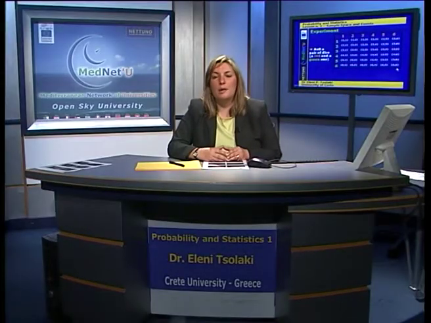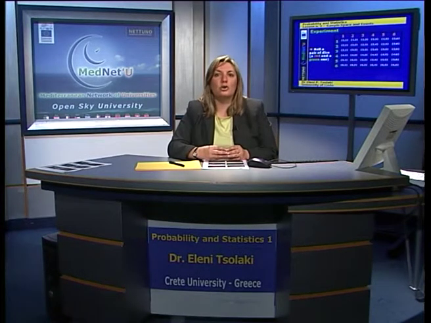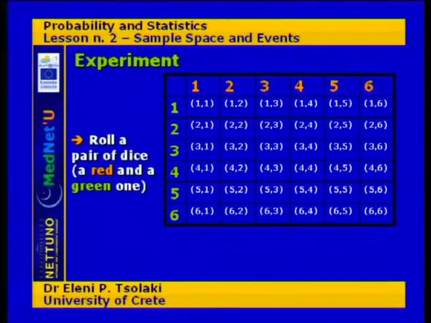This example is a bit more complicated than the ones we've seen before. The outcomes are not single numbers. They consist of two numbers. They consist of pairs. So if the green die brings a 4 and the red one brings a 3, it's actually the outcome 4, 3. It's the pair 4, 3.